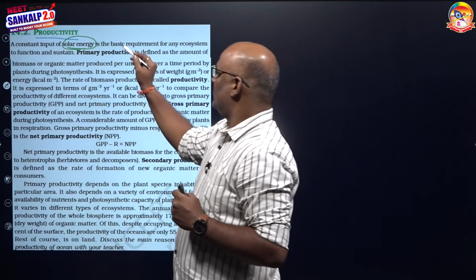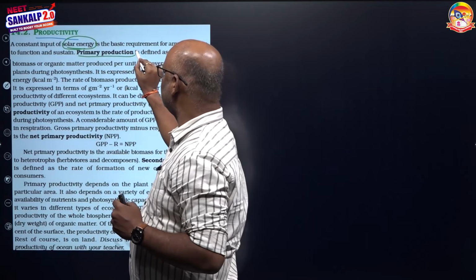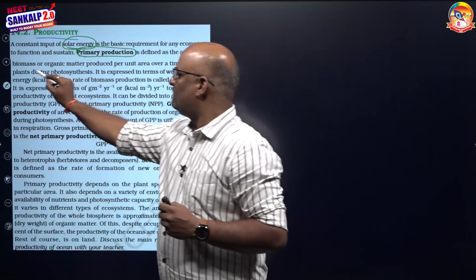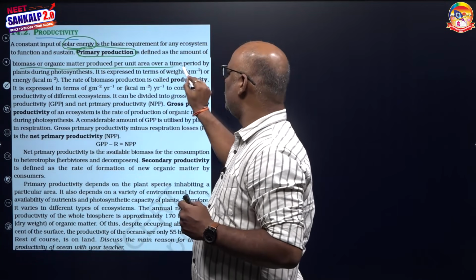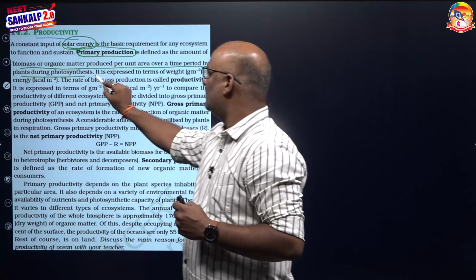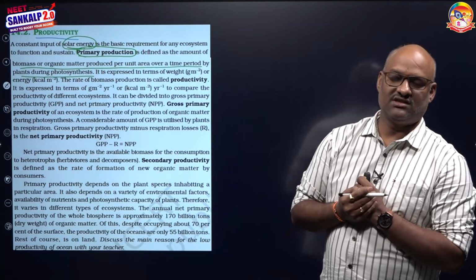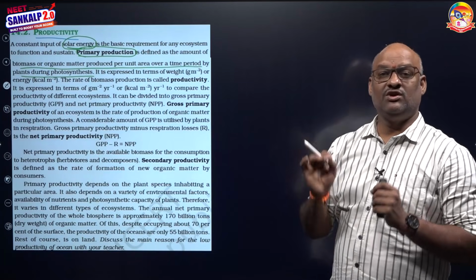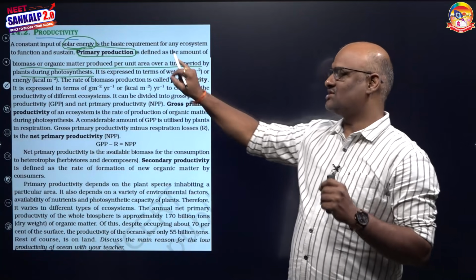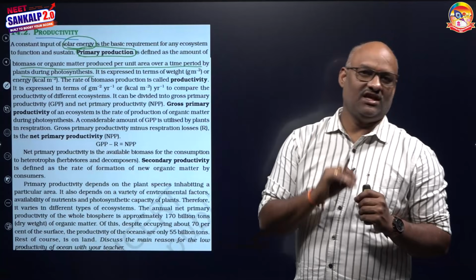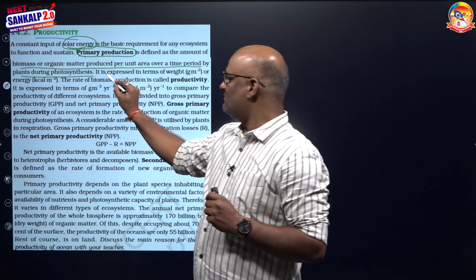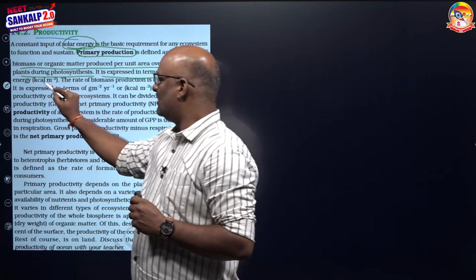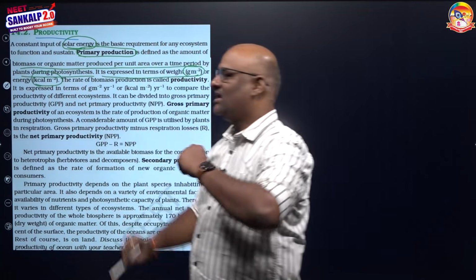Okay. Now let us see the definition. Primary production is very, very important. What is meant by primary production? Amount of organic matter or biomass produced per unit area per unit time by the plants during photosynthesis is called primary production. And this primary production is expressed in terms of gram per meter square or kilocalories per meter square.